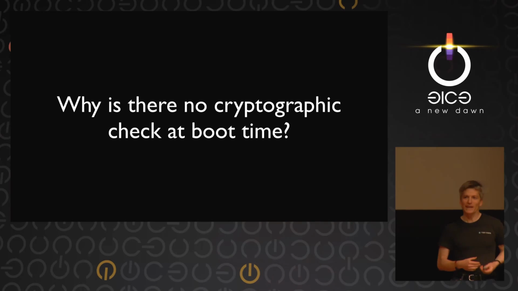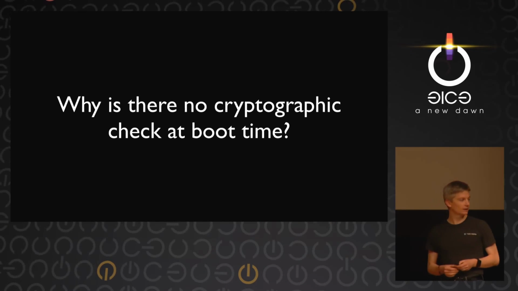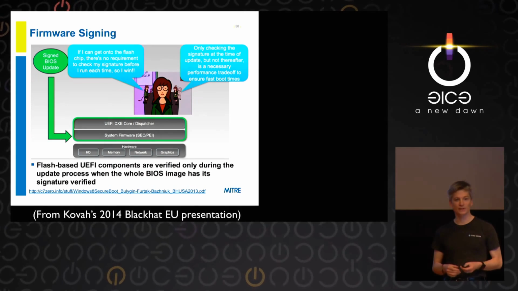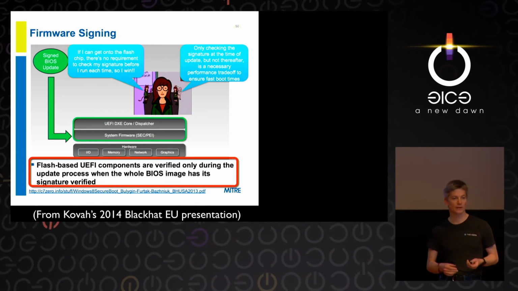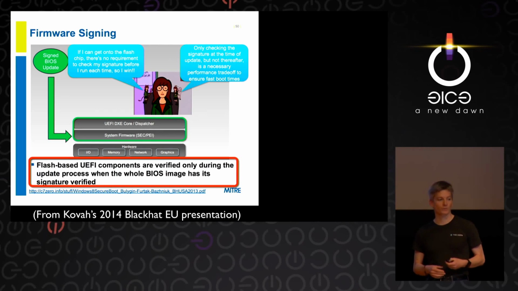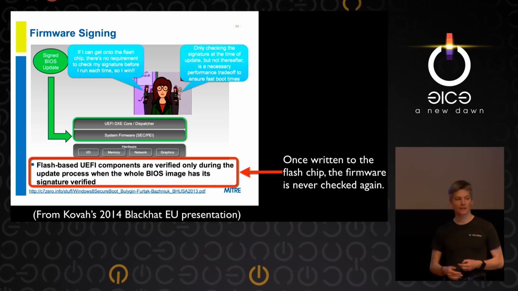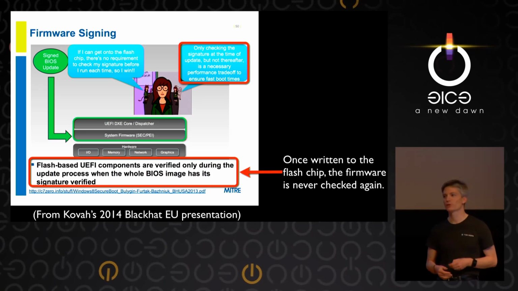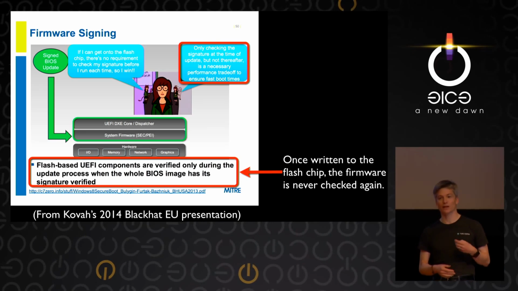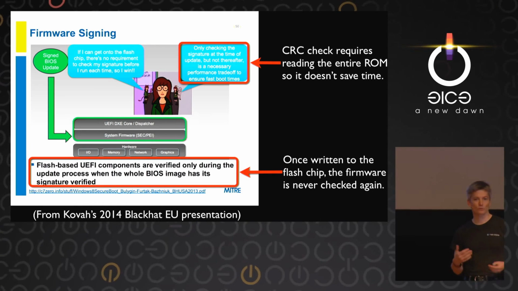So simply by regenerating that CRC, you can change the ROM. You might ask, why isn't there a cryptographic check? Other researchers have looked into this and come to the conclusion that the flash ROMs are only checked when they're being updated, and once it's written, it's never checked again. One possible reason for that is for speed, to have a faster boot time. But doing the CRC requires reading through the whole ROM anyway, so it's not like you're going to save that much time. The real reason is that malicious software can just skip the checks.